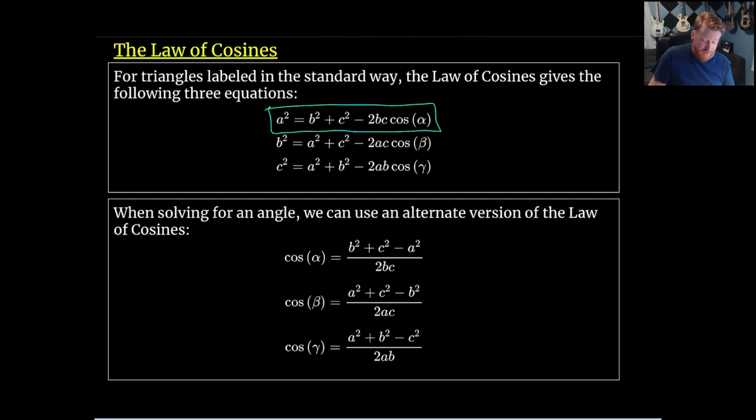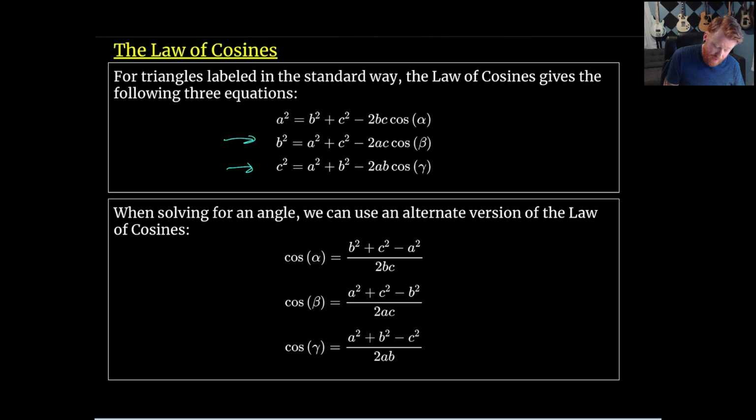A bit of a mouthful to say, but again, it starts off exactly like the Pythagorean theorem, and then you need to subtract off 2 times those sides times the cosine of the angle in between them. And that works for any of the other ones here as well. So b squared being equal to a squared plus c squared minus 2ac cosine of beta, or c squared being equal to a squared plus b squared minus 2ab cosine of gamma.